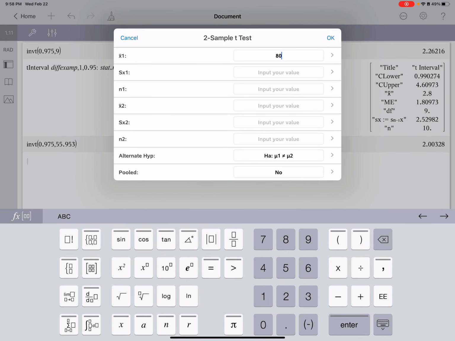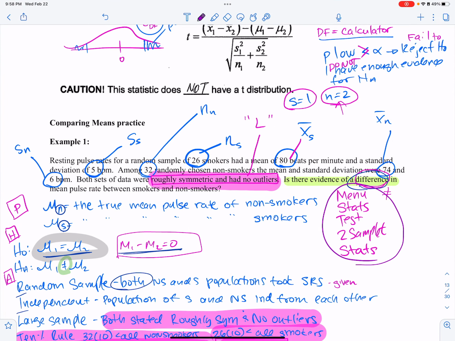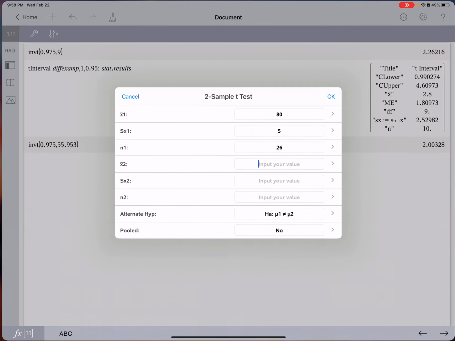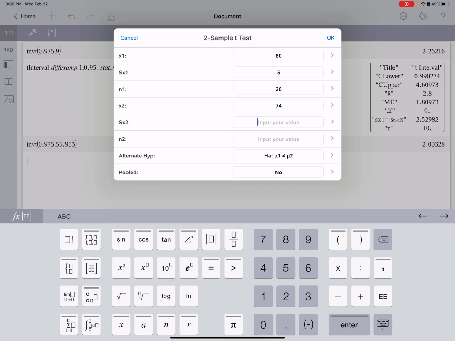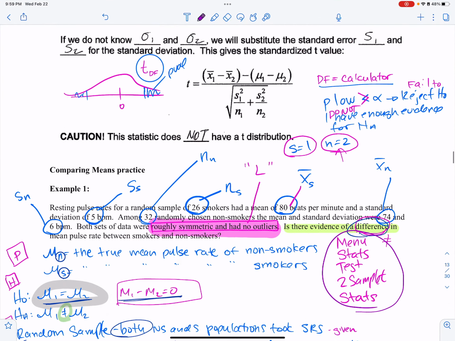So 80 is this, 5 and 26. And this was, the data was 74, 32, and 6. So 74, 6 and 30. And it was a not equal to, and it's not pooled. It's never pooled. Always put no with means. And that's all the data that I got. My t and everything else, the small p-value. So that's what I got on here.